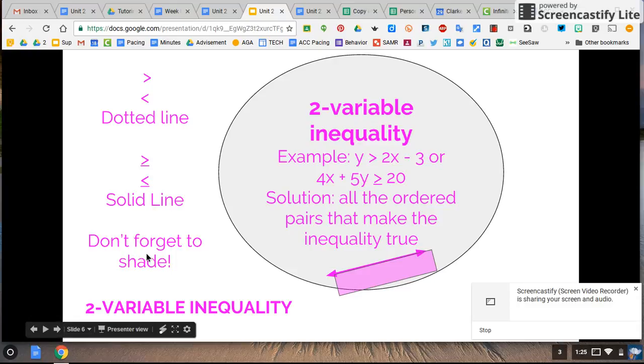And then don't forget to shade. You can see here that I have a line and kind of a weird looking shading because I'm not on a coordinate plane. But don't forget to shade for an inequality. So the solution is all the ordered pairs that make that inequality true. So that's shown in the shaded part. And then again, remember, the line is sometimes included if it has an equal sign.